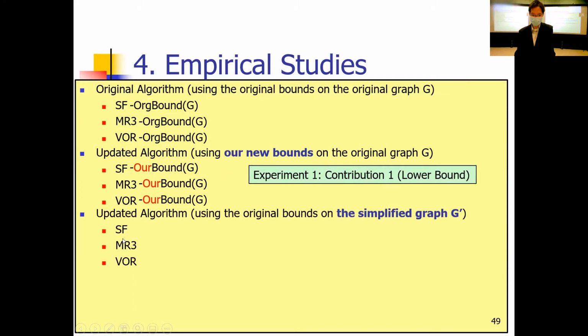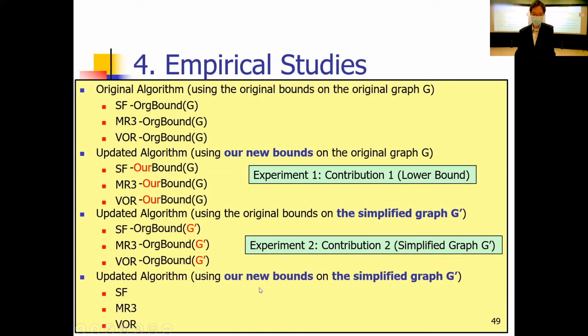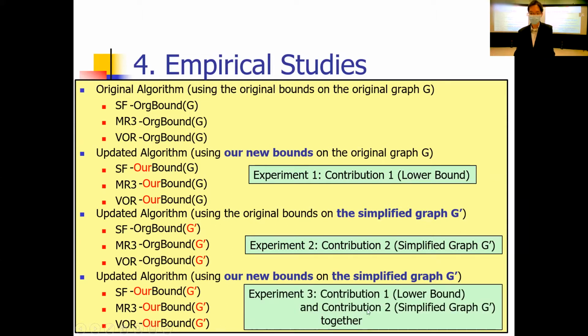Then we also have the updated algorithms using the original bound on the simplified graph, our contribution 2. Similarly, we have these three algorithms, using the original bounds on the smaller graph. This is experiment 2, contribution 2, simplified graph G. Finally, we have the updated algorithms using our new bounds on the smaller graph. You may guess the notation, our bounds and the smaller graph. This shows the effectiveness of the combination of contribution 1 and contribution 2 together.